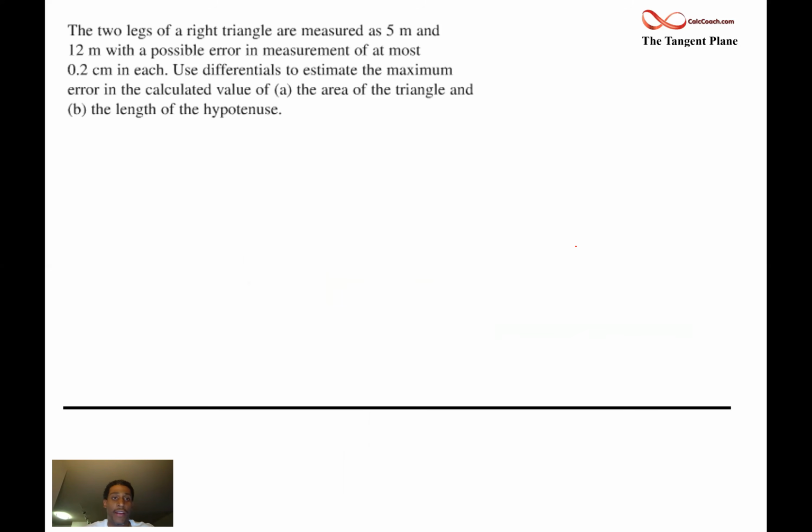Here's a question. We have a right triangle, and we know that the two legs are measured with some measuring tool to be 5 and 12. These are the two legs, but maybe the tool was off. Maybe it's not calibrated correctly, and perhaps it could have been off by 1/5 of a centimeter. Notice the units here. We're talking about meters, and then the amount that it could have been off, the possible error, is in centimeters.